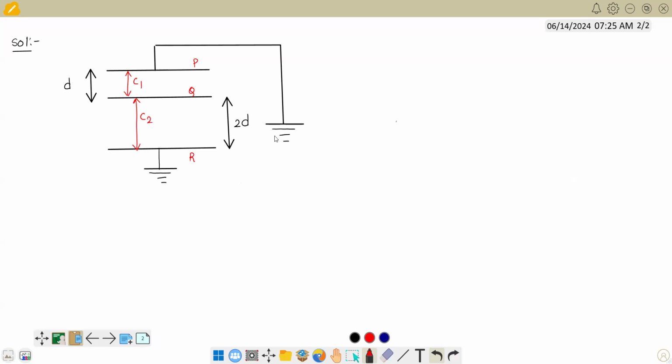So let me redraw it. This P, R can be directly connected. So P comma R are one point and Q is a different point. So we have one capacitor between P to Q. We have one more capacitor between Q to R. So these are the two capacitors that are there. This is also Q only. And this is C1. This is C2. Now these two are grounded. So they have same potential and let us assume these are grounded.